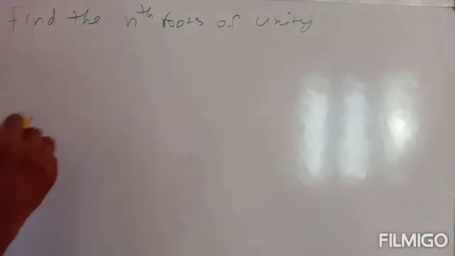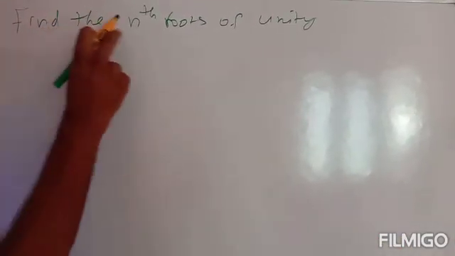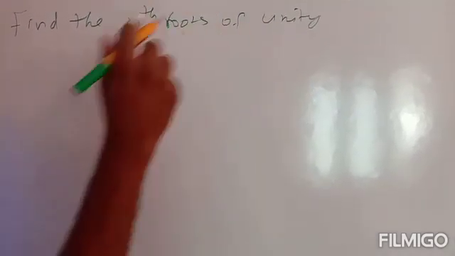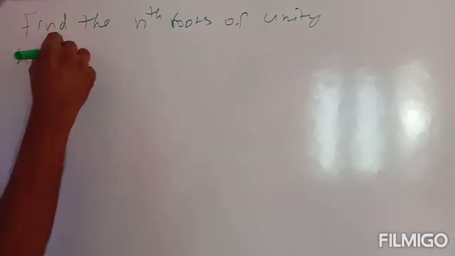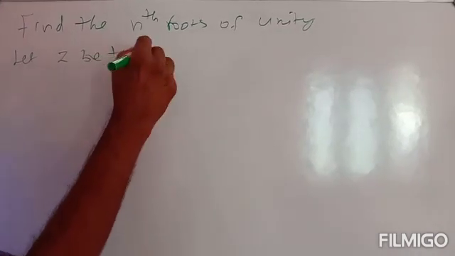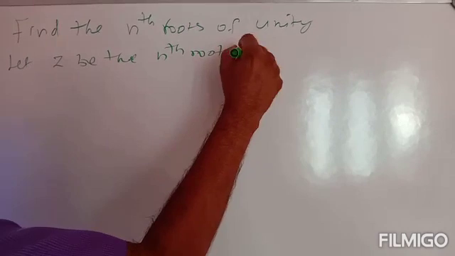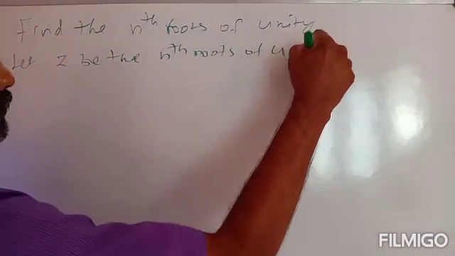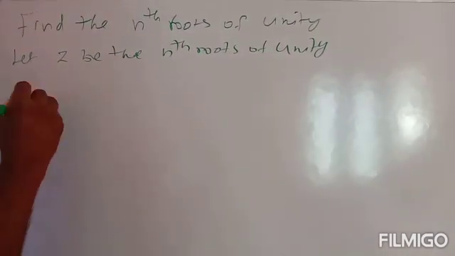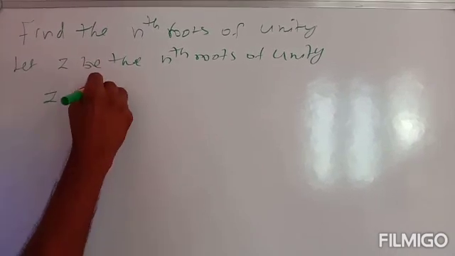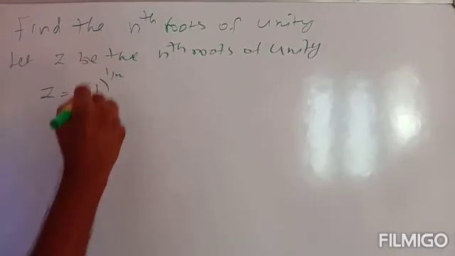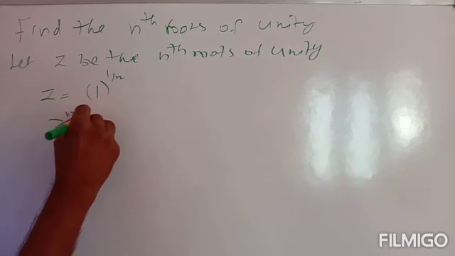Find the nth roots of unity. Unity means 1. Therefore, let Z be the nth roots of unity. Therefore, Z is equal to 1 power 1 by n. Therefore, Z power n is equal to 1.